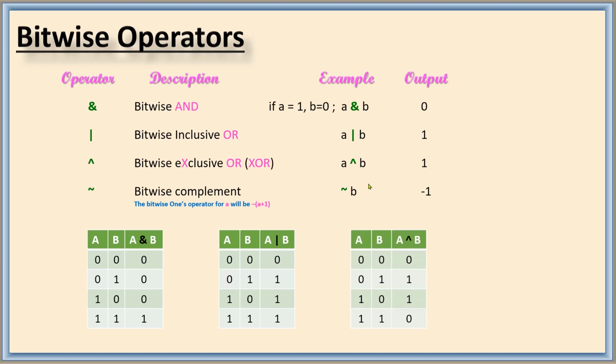Next, XOR. 0 and 0, so that is both are similar, it results in 0. 0 and 1, it is 1, 1 and 0 again 1, 1 and 1 is similar, so it returns 0. Bitwise complement, 0 complements as 1, 1 is complemented as 0.